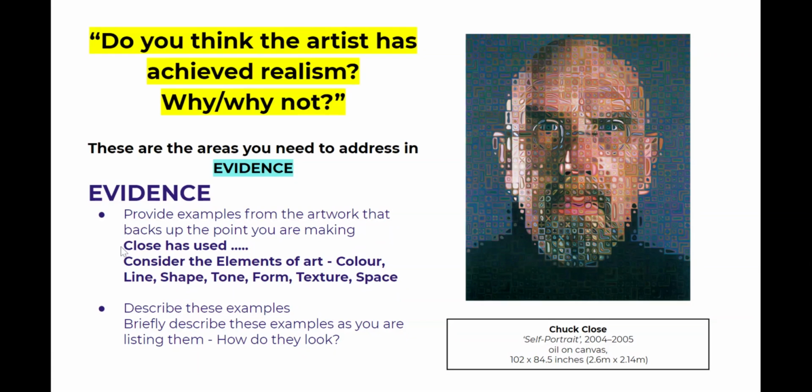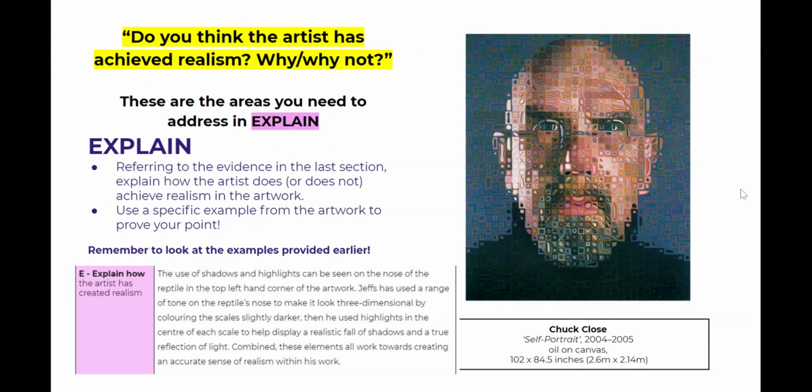When you're writing about an artist, you need to be writing about them using their last name. Also with a capital letter, Close and Chuck need to have capital letters. So you might say Close has used, you might choose some examples. Some examples could be from the elements of art, and you might just need to describe them briefly, the examples that you decide when you're listing them, like how do they look?